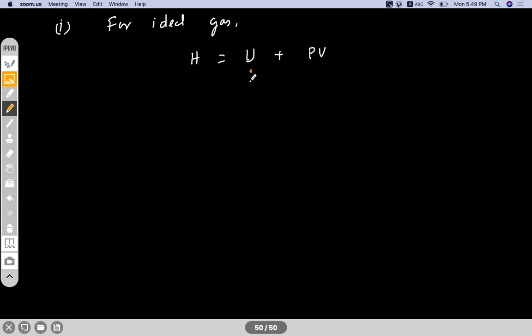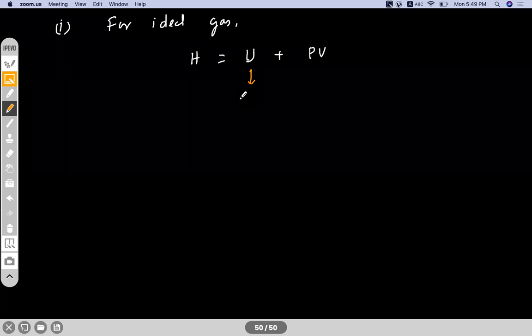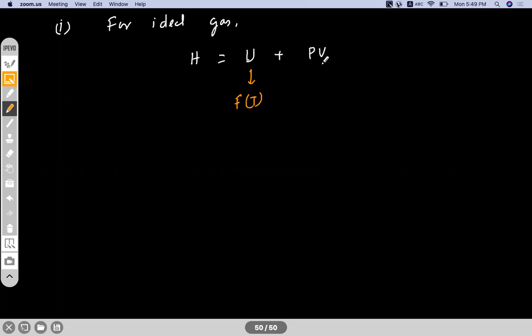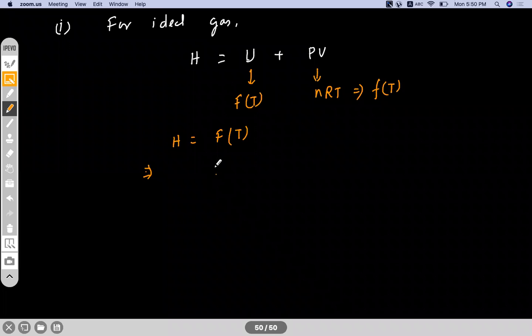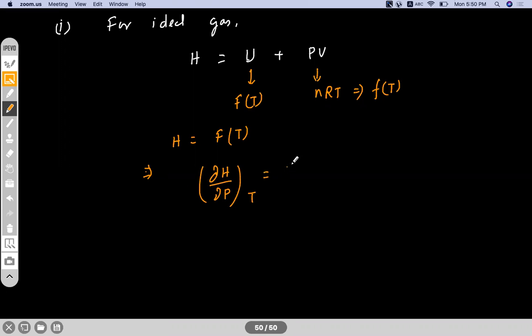U is a function of temperature, internal energy, and PV for ideal gas is nothing but nRT for ideal gas. So this PV also we can say it is a function of temperature. So overall, we can say H is a function of temperature. It means the differentiation of enthalpy with respect to pressure at constant temperature equals to zero.